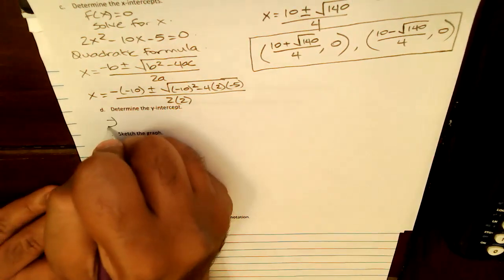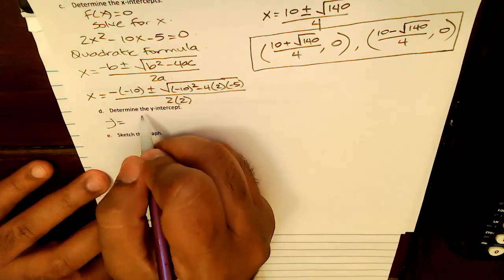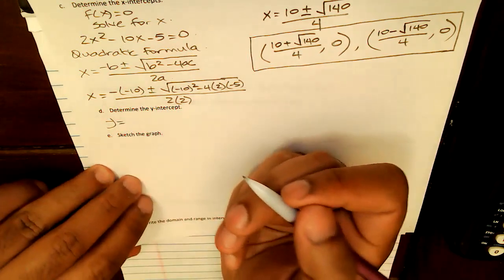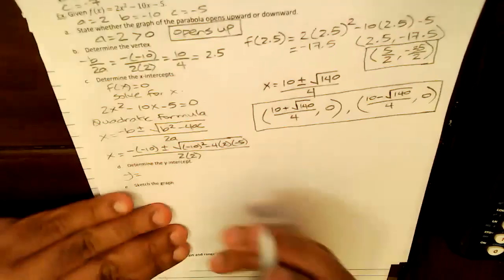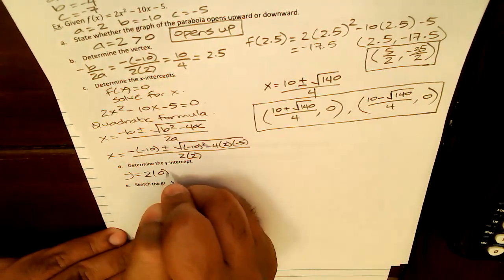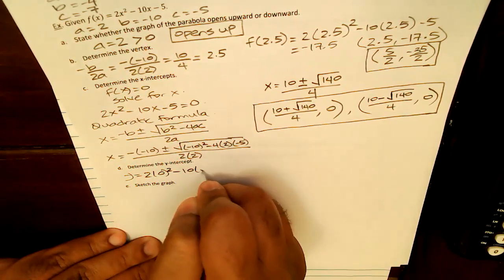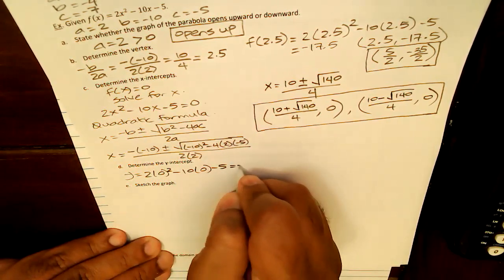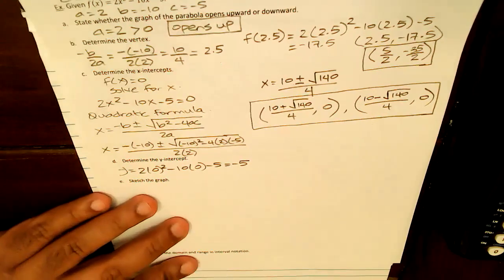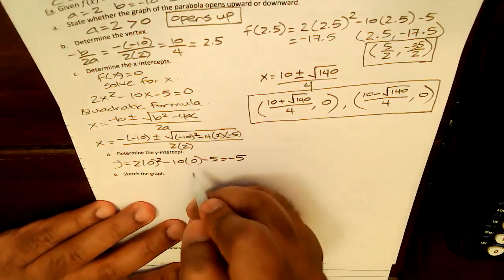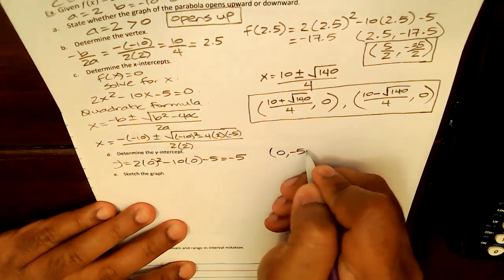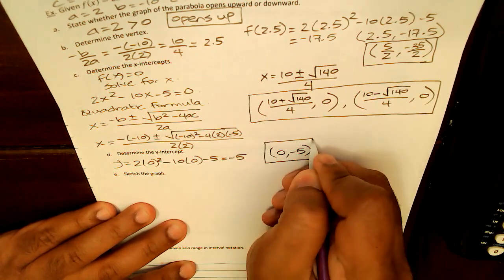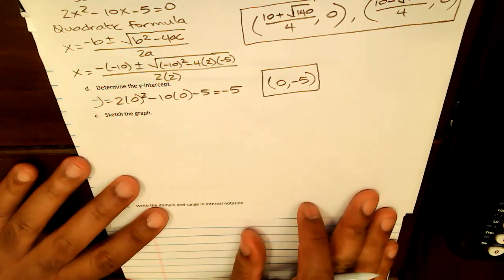Next, to find the y-intercept, what I'm going to do is plug in 0 for x. That's how we find the y-intercept. My function was 2x squared minus 10x minus 5. So 2 times 0 squared minus 10 times 0 minus 5. That's going to equal negative 5. And so I'm going to write that as an ordered pair, as a point: 0, comma, negative 5. That will be my y-intercept.